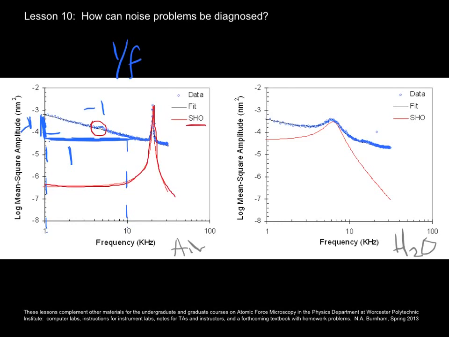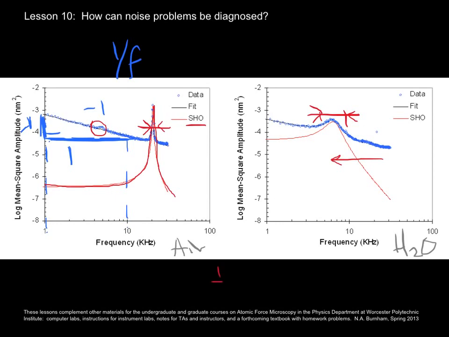Now, when we take that cantilever and we put it in water, the same cantilever, note what happens. That frequency has shifted down from 20 kilohertz to 800 or so, and the resonance, i.e. this peak, has become much broader. Here it's quite narrow, as you see. Okay? That happens because the water dampens the motion of the cantilever. These spectra are important because you can use them to tell you the spring constant of the cantilever.